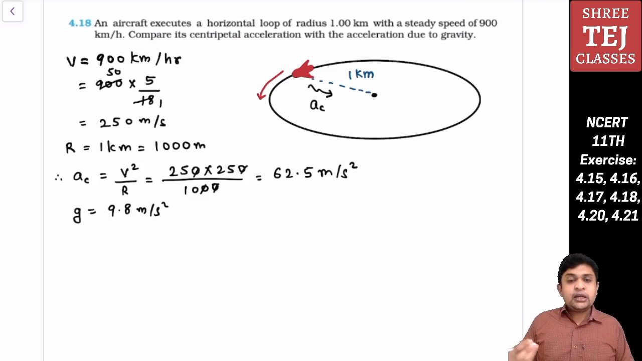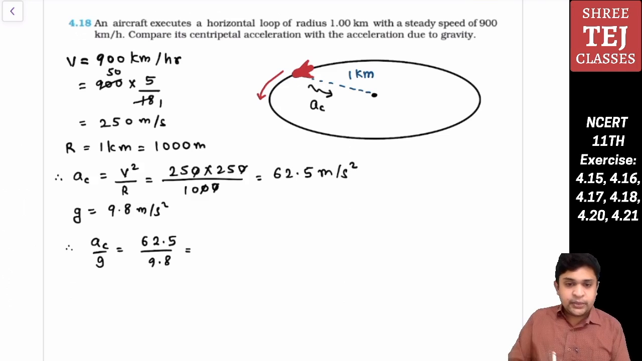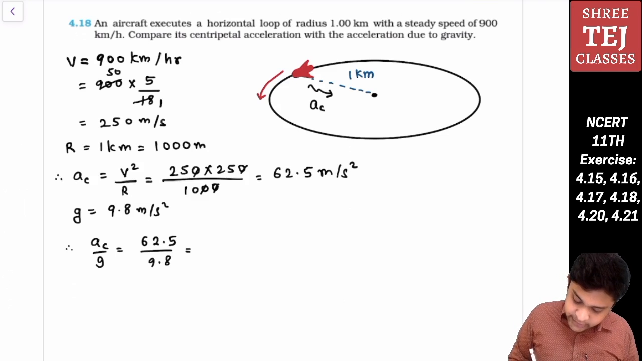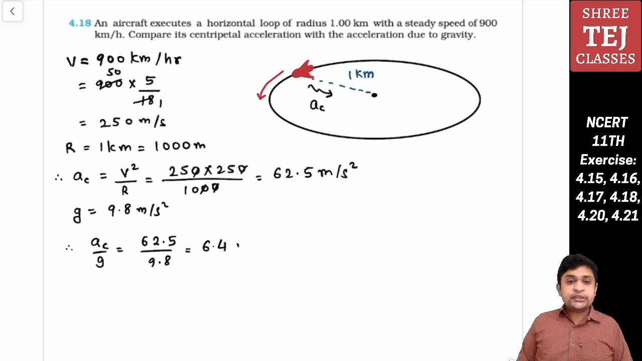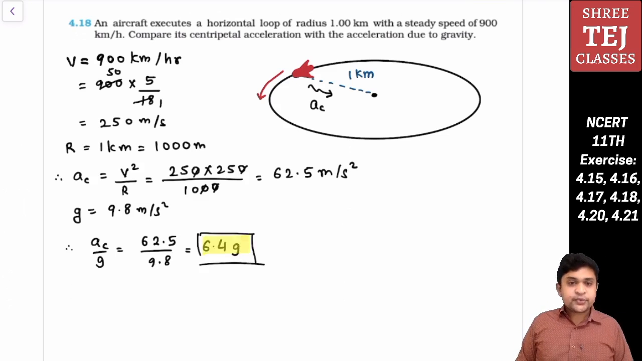Therefore, let us find by how many times is centripetal acceleration greater than gravitational acceleration. Therefore, AC upon G would be 62.5 divided by 9.8. So this comes out to be around 6.4 G. So this will be around 6.4 G. Let us move to the next question.